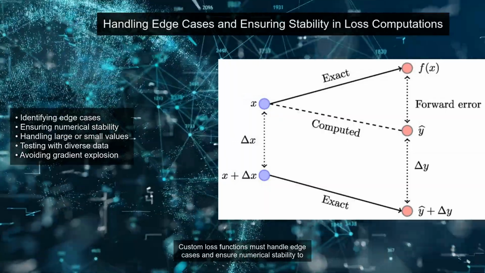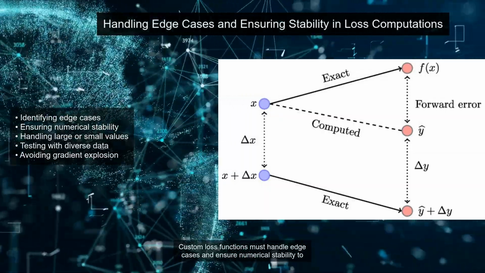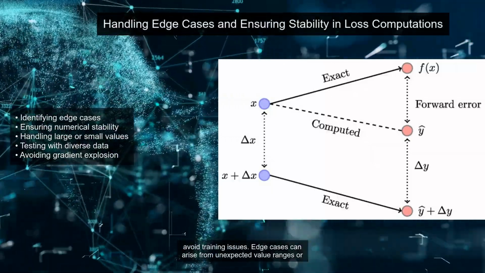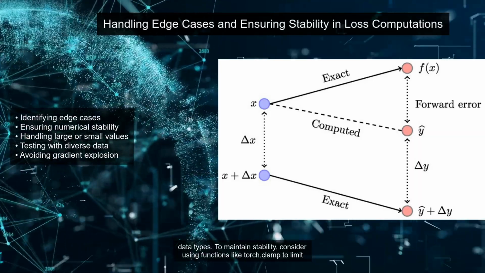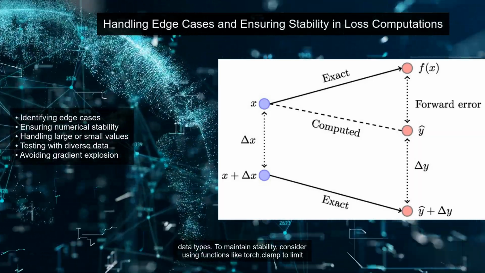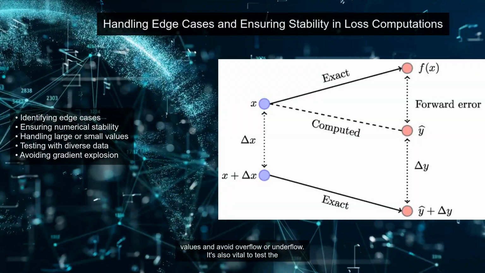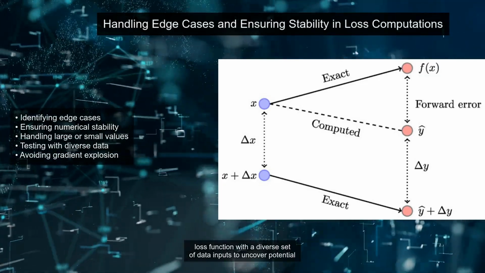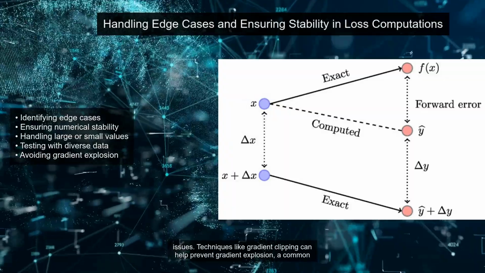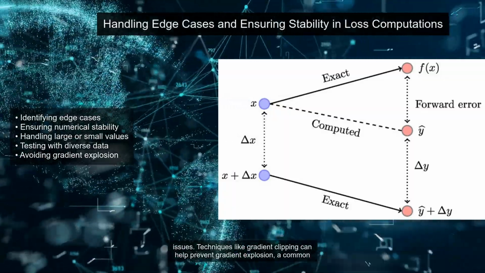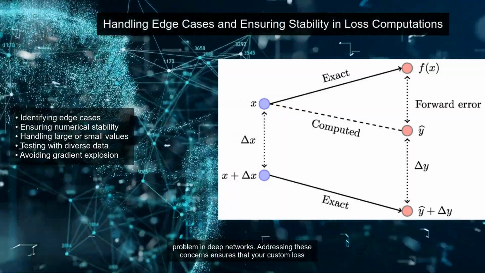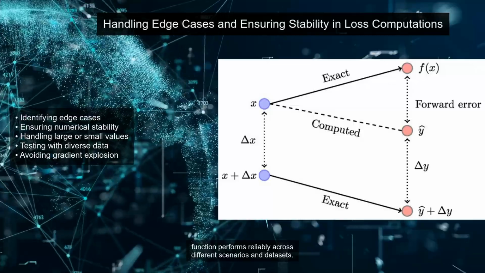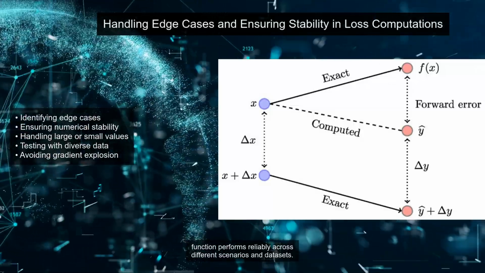Custom loss functions must handle edge cases and ensure numerical stability to avoid training issues. Edge cases can arise from unexpected value ranges or data types. To maintain stability, consider using functions like torch.clamp to limit values and avoid overflow or underflow. It's also vital to test the loss function with a diverse set of data inputs to uncover potential issues. Techniques like gradient clipping can help prevent gradient explosion, a common problem in deep networks. Addressing these concerns ensures that your custom loss function performs reliably across different scenarios and datasets.